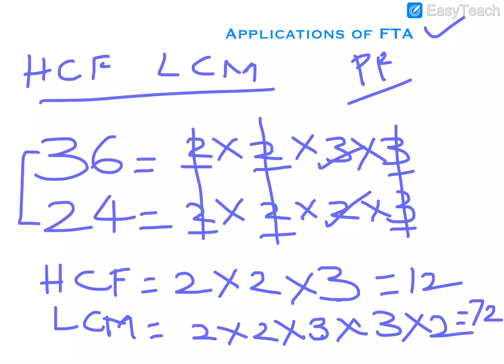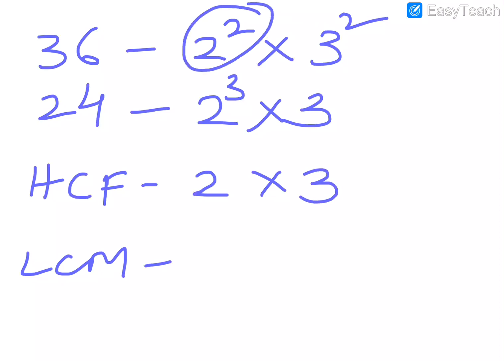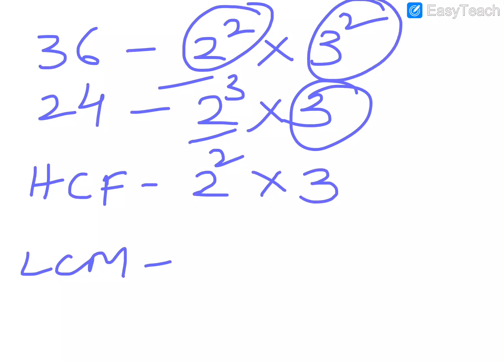But every time you need not take this way. There is a shortcut method also. Let us see what it is. This way also we can do, where we write the common factors. What are the factors? 2 is there and 3 is there. So we write them here, and for HCF we take the least power. Out of 2 cube and 2 square, what is the least power? 2 square. Out of 3 and 3 square, what is the least power? 1. So 2 square into 3, that is 4 3s are 12. This way also you can write.